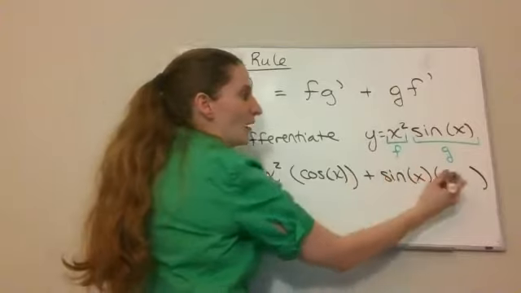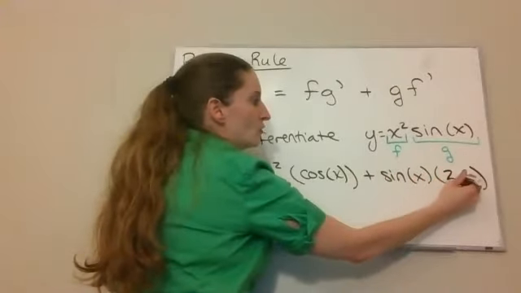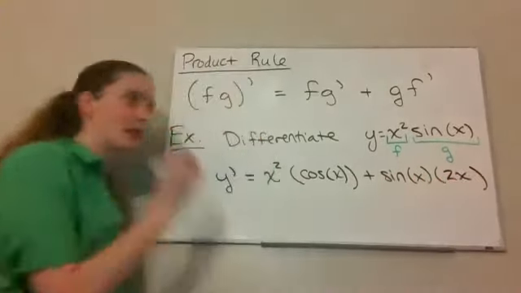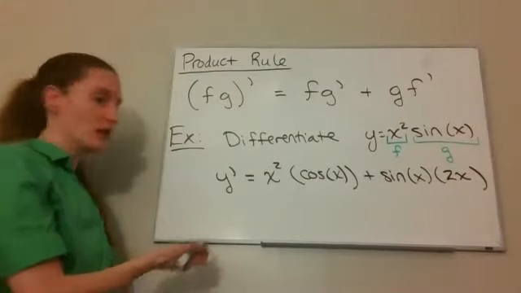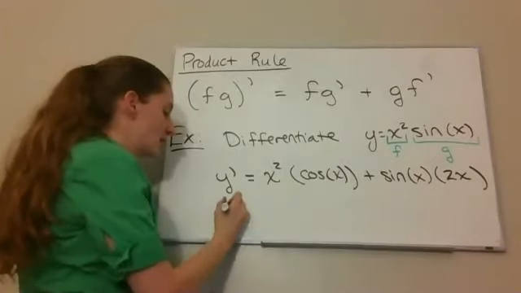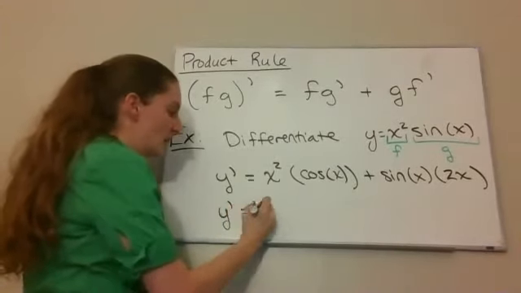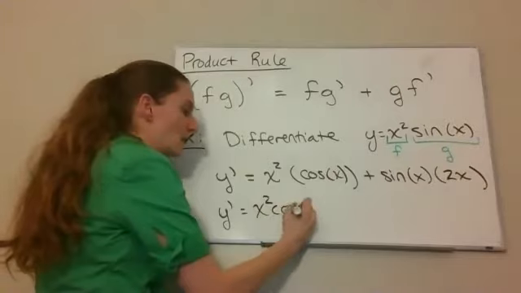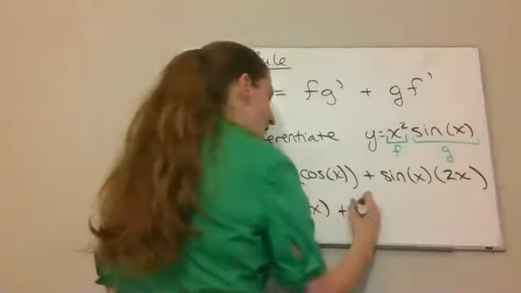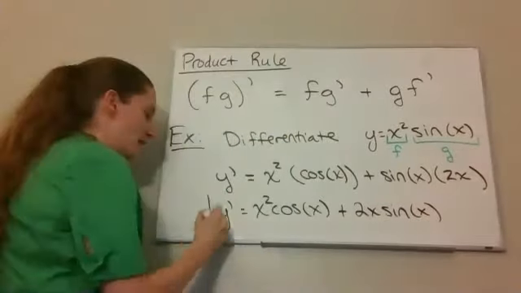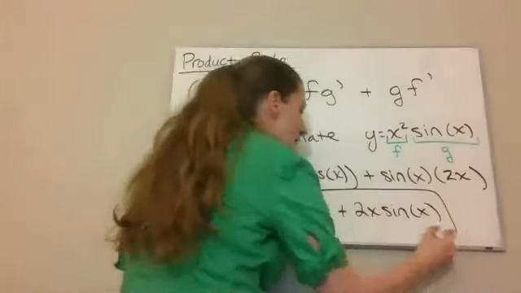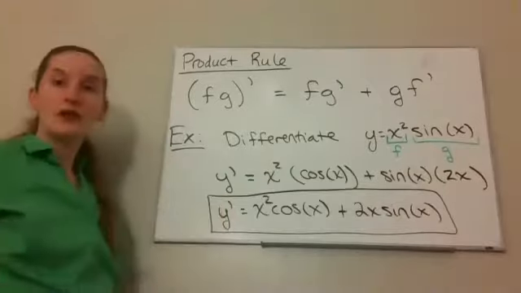Derivative of this x squared uses the power rule. 2 comes down, and then I have x to the first power. And this is the derivative of this function. I'm going to rewrite it a little bit just to make it a little prettier. And we get x squared times cosine x plus 2x times sine x. And this is our derivative using our product rule.